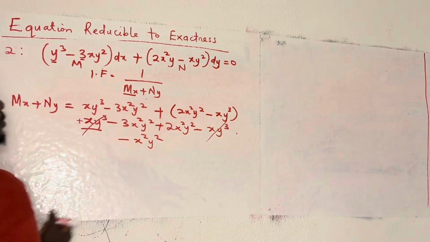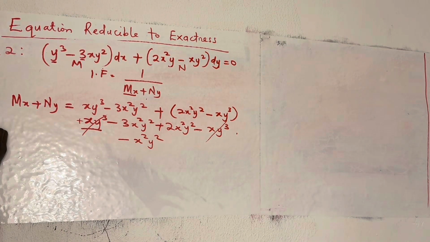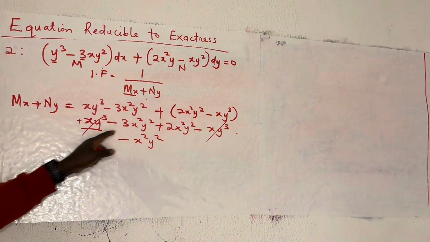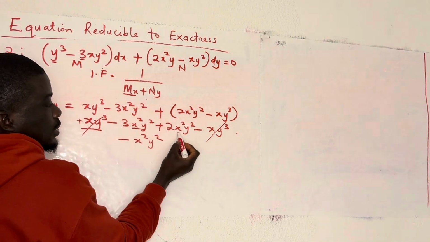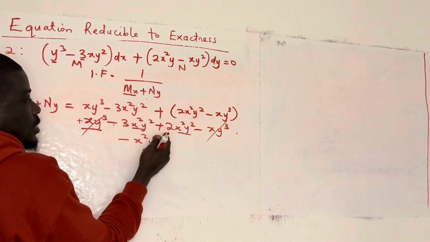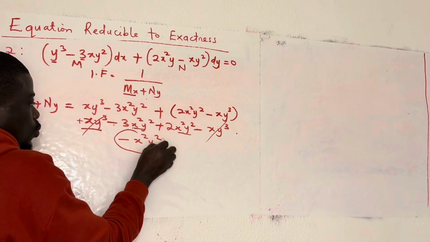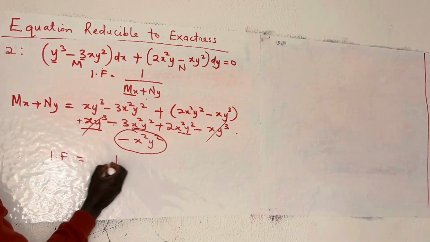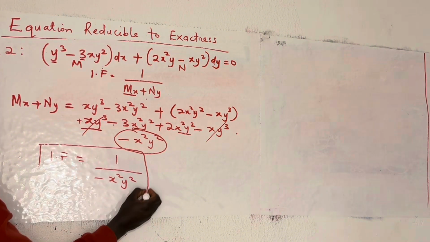x squared y squared. Because if you look at this, it's the same thing as saying minus x squared y squared. You should understand how this is negative, because this value and this value are the same. You have a negative sign here, which means this is bigger than this. So at the end of the day, our value is minus x squared y squared. So our integrating factor will now be 1 over minus x squared y squared. So that is our integrating factor.